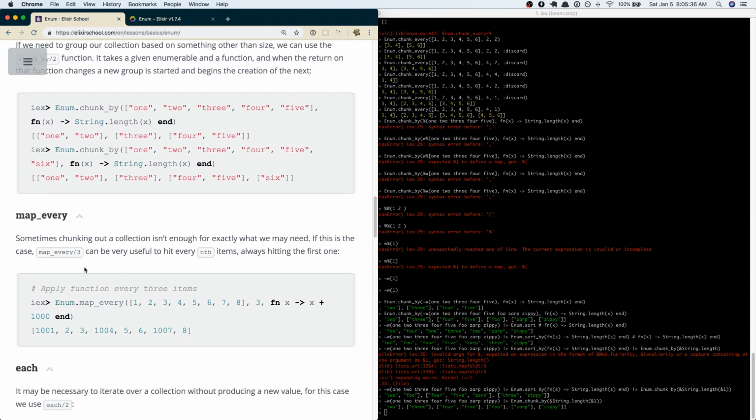Map every. Sometimes chunking out a collection isn't enough for exactly what we may need. If this is the case, map_every/3 can be very useful to hit every nth item, always hitting the first one.